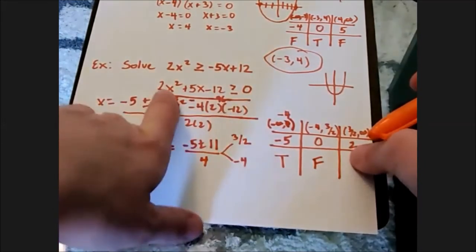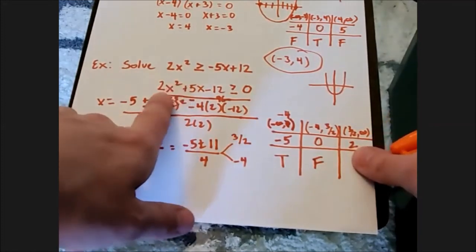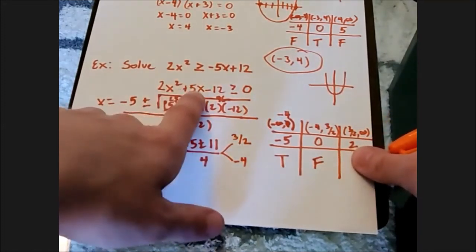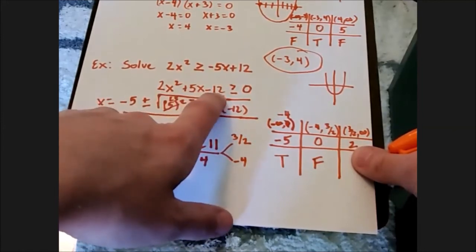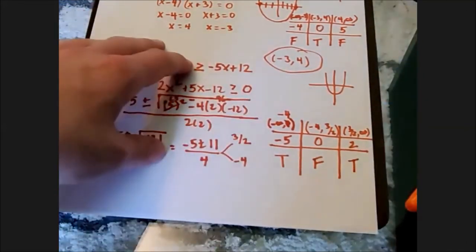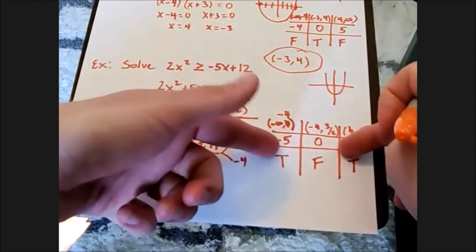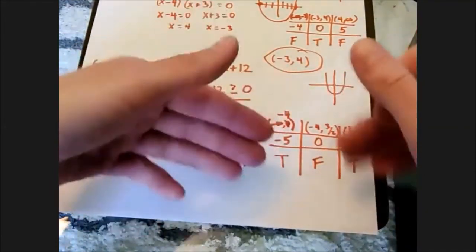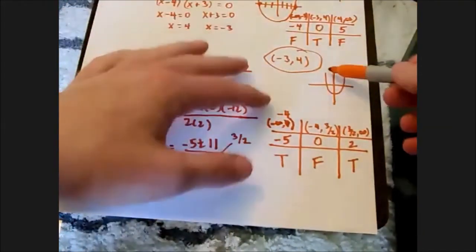And then I'm going to finish this up by doing 2. 2 squared is 4. 4 times 2 is 8. 2 times 5 is 10. 8 plus 10 is 18. Minus 12 is 6. Is 6 more than 0? Yes, it is. So you'll see we have two intervals with legitimate solutions that validate the inequality here. And we knew this going into it.